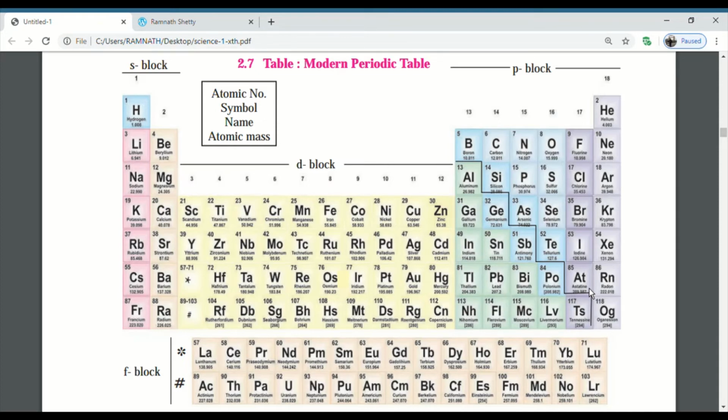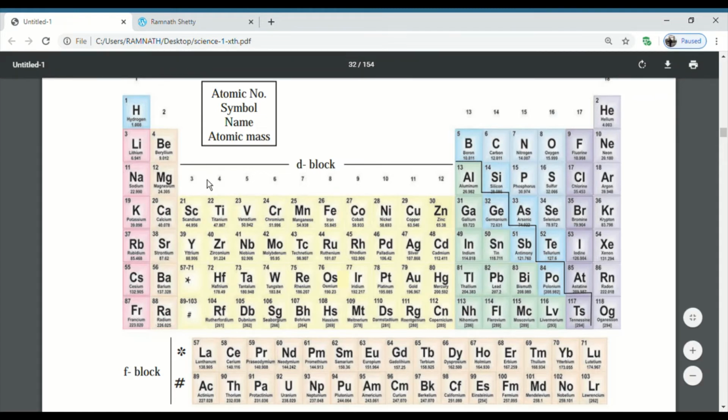they are metalloids. That is, they have the properties of both the metals and the non-metals. So if you look into the periodic table, you know that the metals are placed on the left and the non-metals are placed on the right.